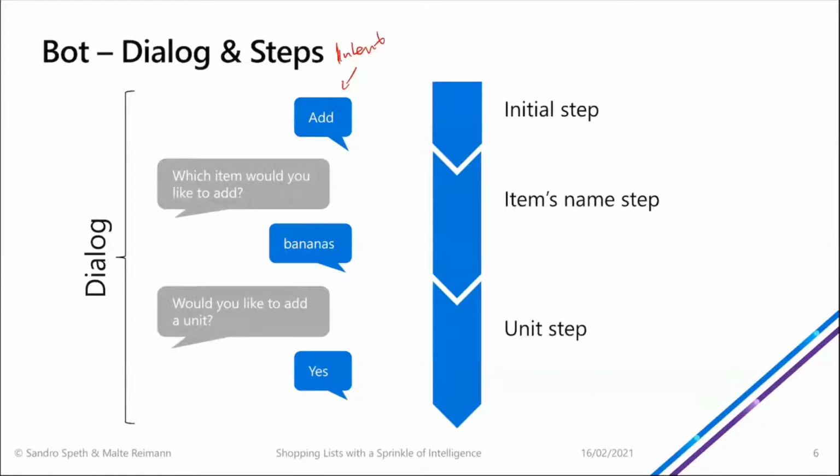Okay, and depending on which information you're providing to the bot in each message, it might happen that some steps are basically skipped. Because if you're writing add 5 kilogram bananas, then there is no need to ask the user which item he or she would like to add. And also the same for the unit. However, if you write add bananas, then it might happen that the bot will ask you whether you would like to add a unit. Good.